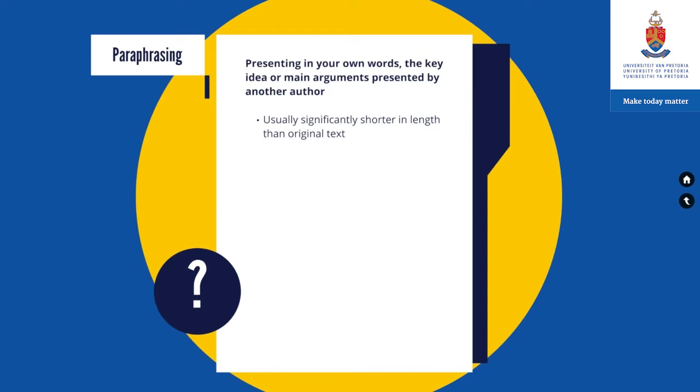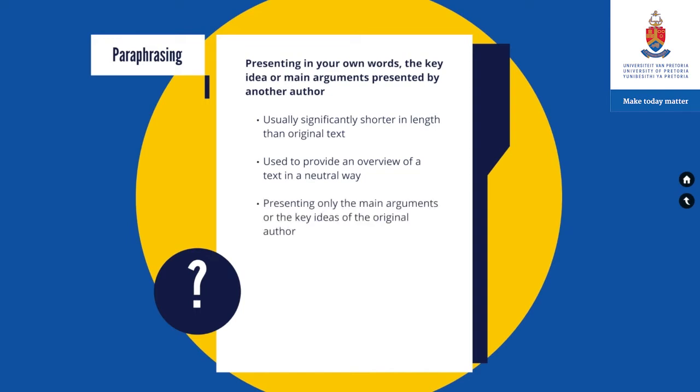Summarizing refers to presenting in your own words the key ideas or main arguments presented by another author. Usually, summaries are significantly shorter in length than the original text, and they are used to provide an overview of the text in a neutral way. Summaries only present the main arguments or key ideas of the original author, and they must provide an accurate and comprehensive account of ideas contained in the sources. Summaries should always include an in-text citation following the faculty-prescribed referencing style.